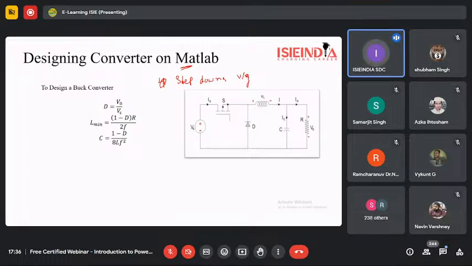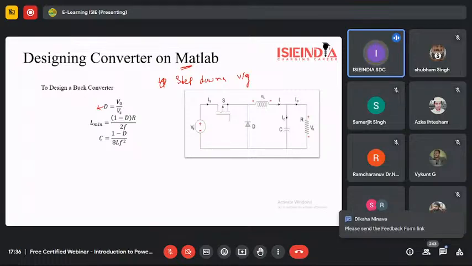So this is the duty ratio for the chopper. When we do the switching operation, when we turn the switch on and off and solve the circuit, we get these equations. This is my duty ratio, which is the ratio of output voltage to input voltage. This is the value of the inductor, and this is the capacitor which we are using here.